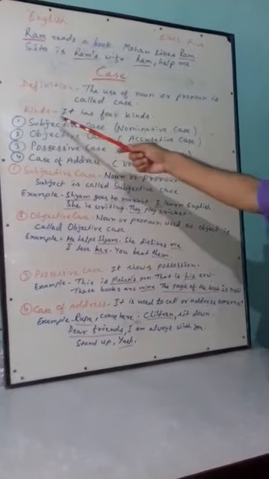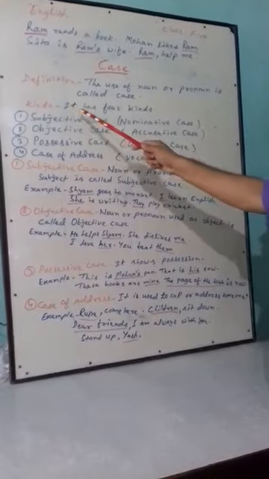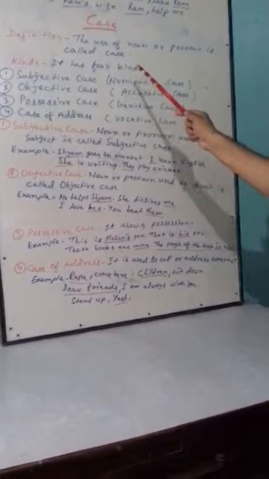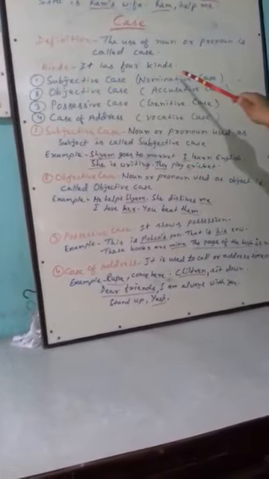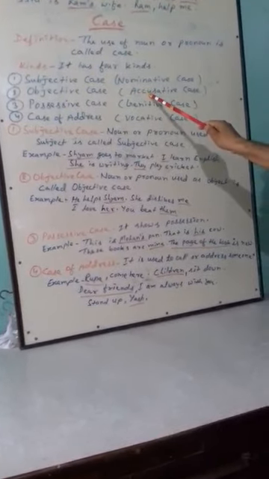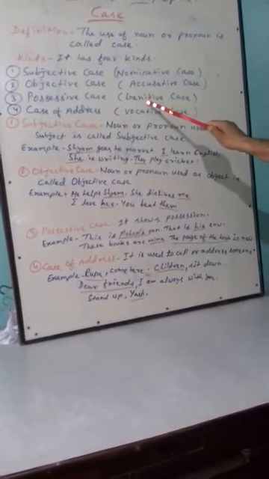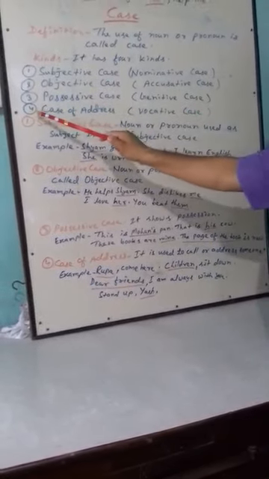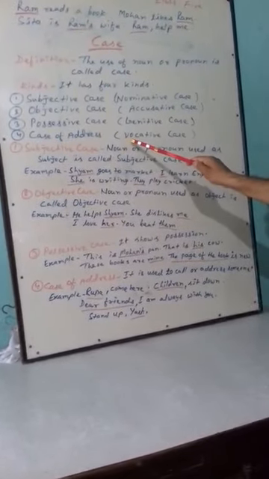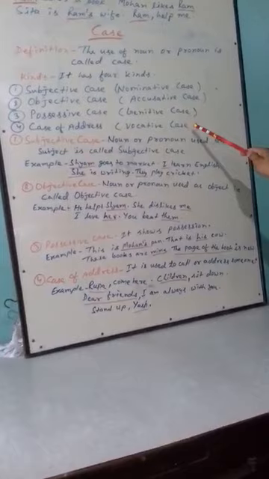Now, we should come to its kinds. It has 4 kinds. It means case has 4 kinds. Number 1, subjective case, which is also called nominative case. Objective case, that is also called accusative case. Third one is possessive case, that is also called genitive case. And number 4th is case of address. It is also known as vocative case.